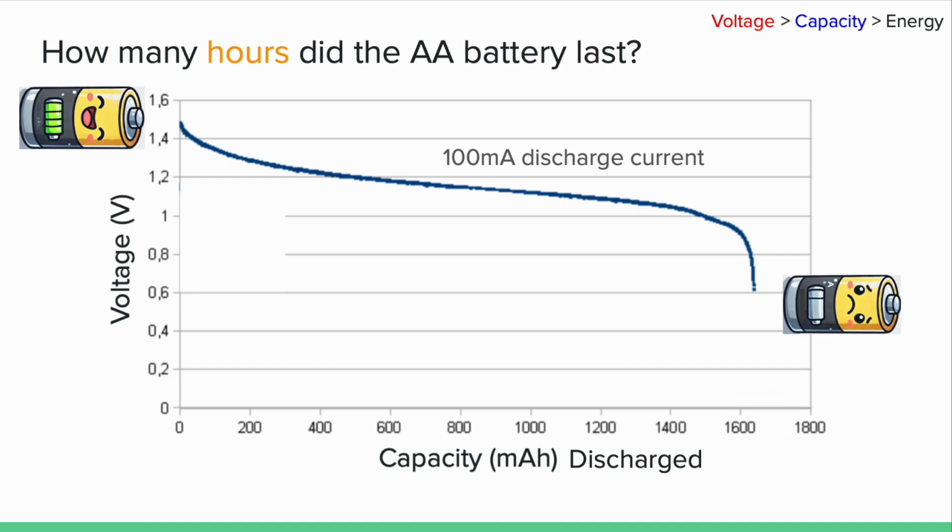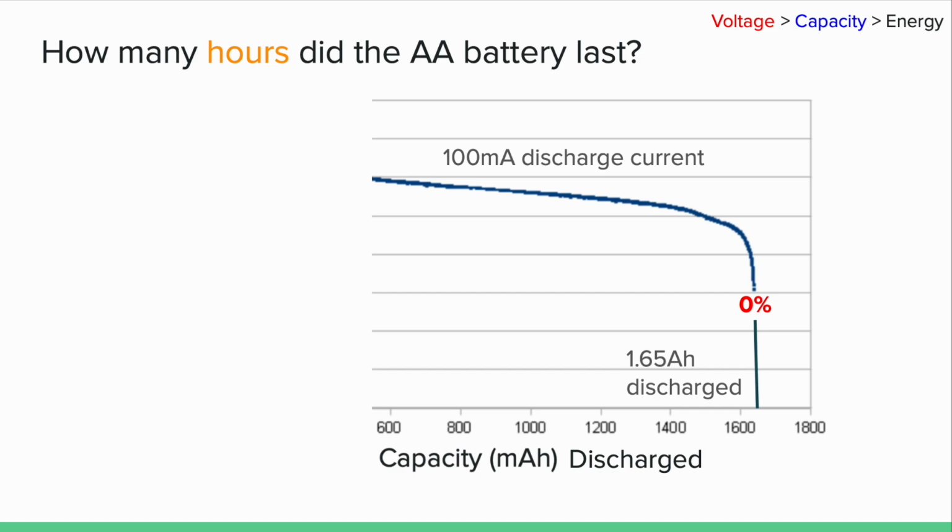Okay, so now that we know that, how can we use this to determine how many hours the AA battery lasted? We know that when the voltage of the battery is 0.6 volts, it cannot push electrons anymore and is considered a dead battery. When the voltage is 0.6 volts, the battery was able to discharge 1.65 amp hours of capacity. Since the constant current was 100 milliamps, we have everything we need to figure out how long it lasted. Amp hour means amps times hour. If we rearrange the equation to solve for hours, then hours equals amp hours over amps, or capacity over current.